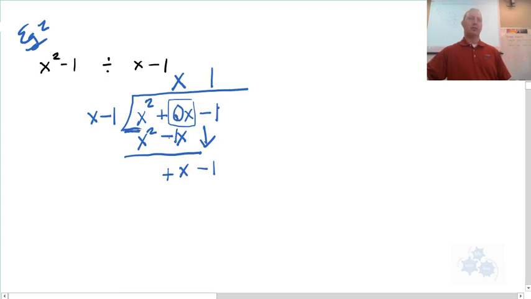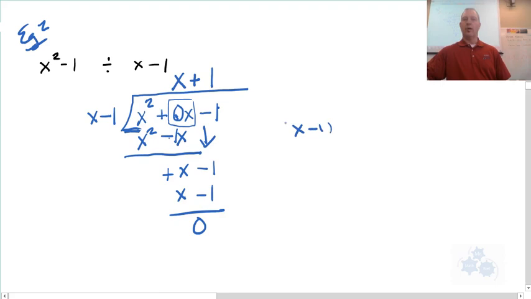So that's actually plus 1x. So x times what gives me x? That's a plus 1. 1 times x is x. 1 times negative 1 is negative 1. Subtract, I get 0. So let's see if this makes sense.